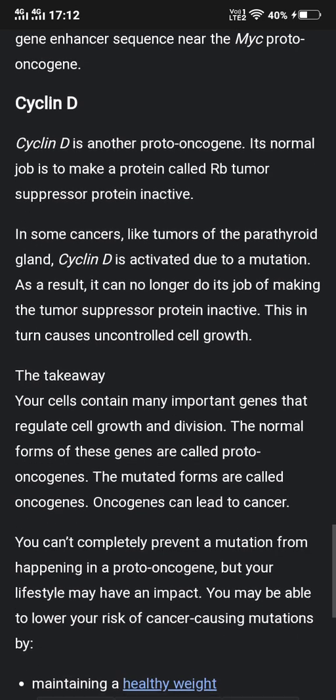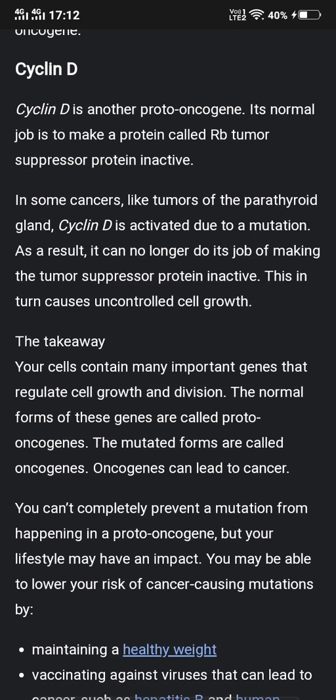The takeaway: your cells contain many important genes that regulate cell growth and division. The normal forms of these genes are called proto-oncogenes. The mutated forms are called oncogenes. Oncogenes can lead to cancer.